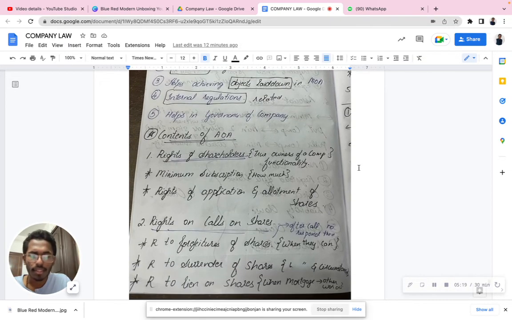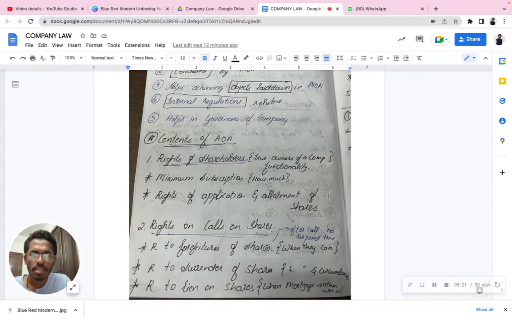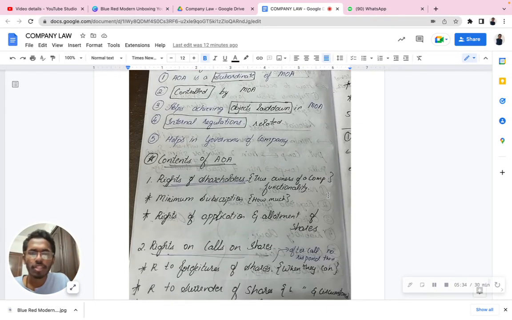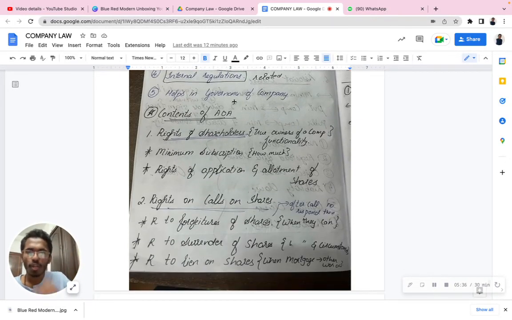I hope you could understand it in a very simplified manner, because AOA comes under the ambit of rules and regulations, and objectives come under the MOA. The objects are laid down in the MOA. The AOA is basically for internal regulation and helps in governance of a company. Contents: what are the things in AOA?